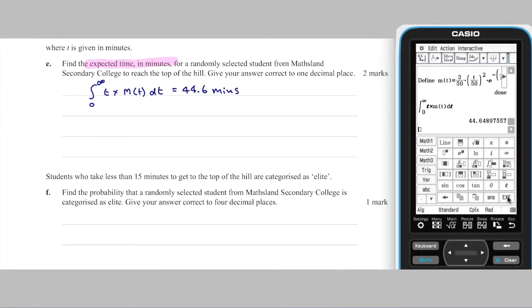Now we are interested in the proportion of students who take less than 15 minutes to get to the top of the hill, as these are categorised as elite. This can also be calculated on my class pad. This probability is equal to 0.0266.